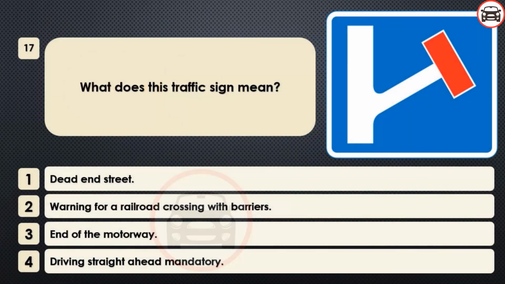What does this traffic sign mean? 1. Dead-end street. 2. Warning for a railroad crossing with barriers. 3. End of the motorway. 4. Driving straight ahead mandatory.